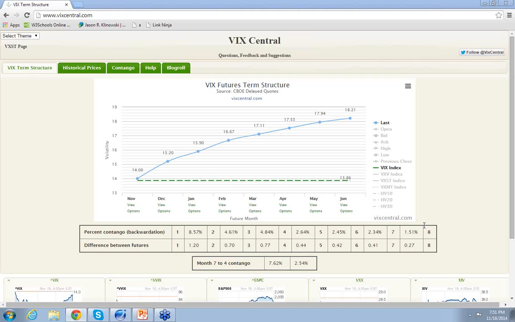Think about this. It spent 04, 05, 06 between 10 and 14. Then it spent a huge portion of 08 and 09 above 30.